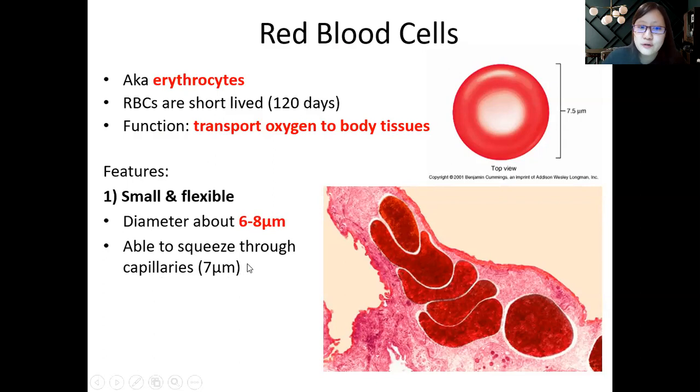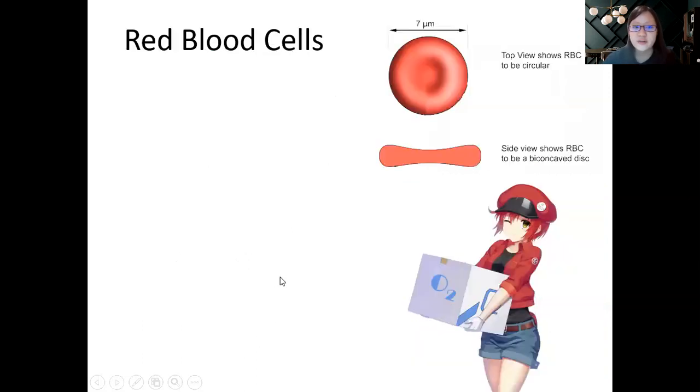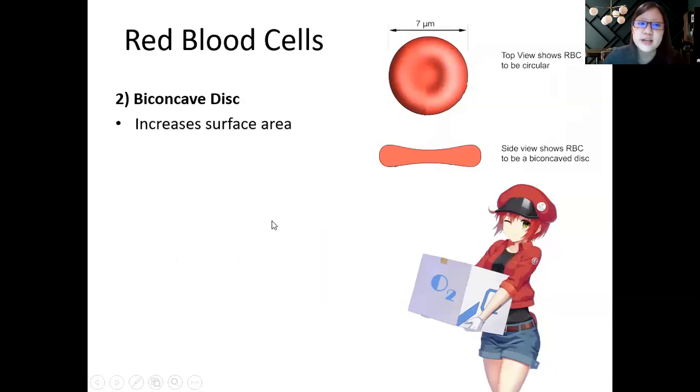Because of the sizes here, and how it's able to squeeze through, and you can see here it's so close to the outside layer, this decreases the diffusion distance between the red blood cells and their environment. Number two, it has a biconcave dish shape. This increases surface area compared to a sphere, and this is for more diffusion of oxygen to the cells.